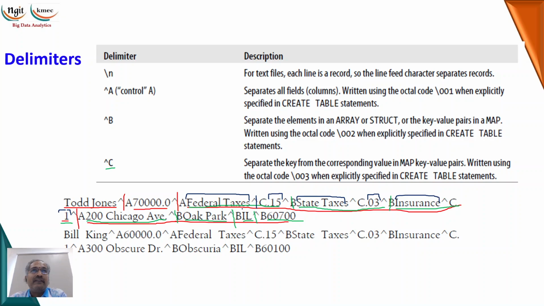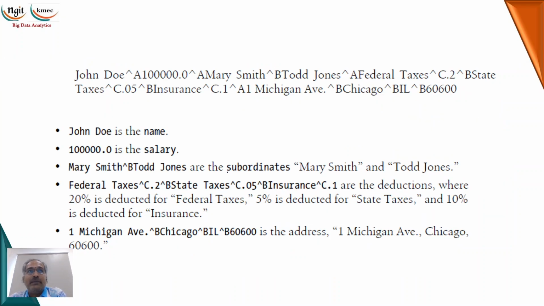Now we can see that here these are the delimiters. These are the default delimiters. Now you can see that here we are explaining that in detail. So here also there is the John Doe is the name, and I think it is 1 lakh is the salary, and then Mary Smith, and these are the subordinates for this particular person, and then federal taxes is 0.2%, and state taxes are 0.5%, insurance is 0.1%, and so on. So these are the various things.